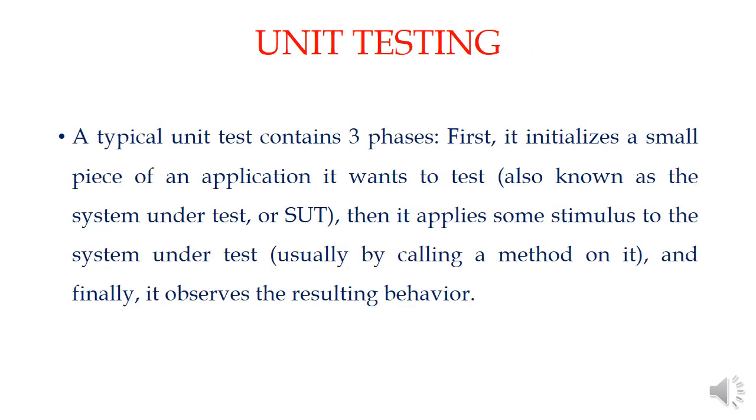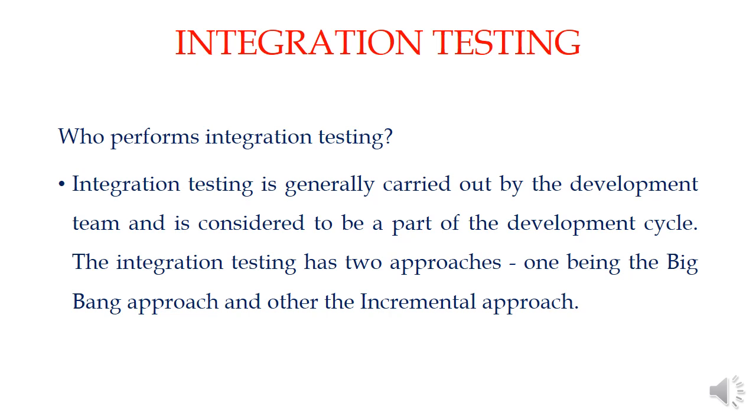Unit testing: a typical unit test contains three phases. First, it initializes a small piece of an application it wants to test. Then it applies some stimulus to the system under test, and finally it observes the resulting behavior.